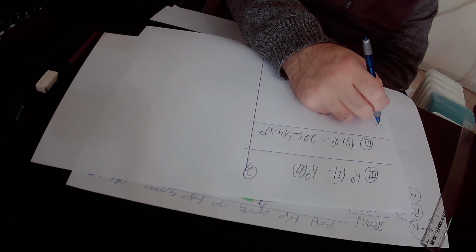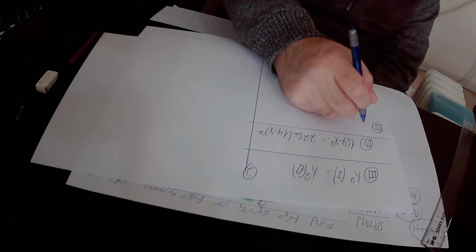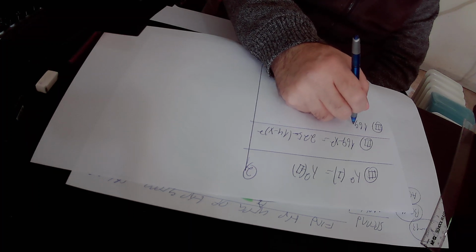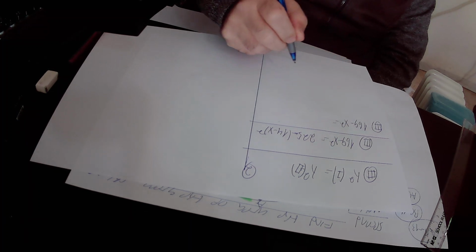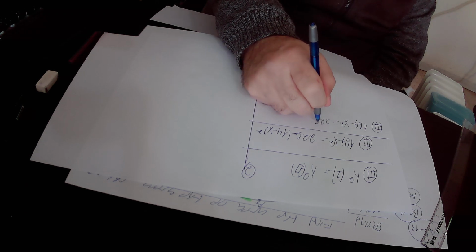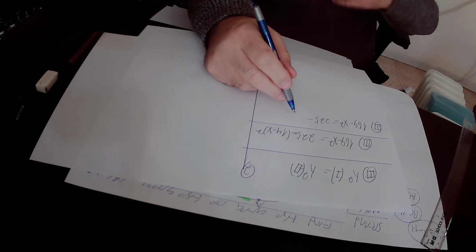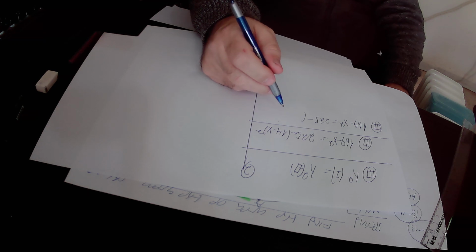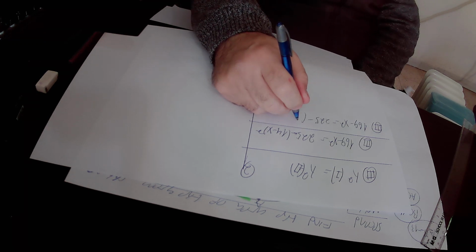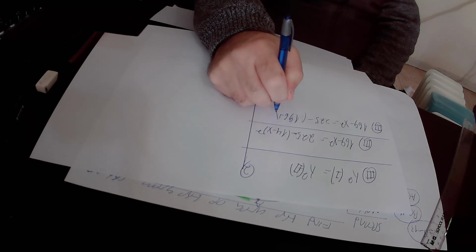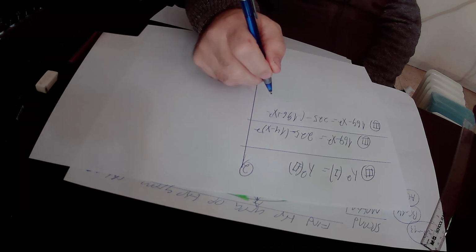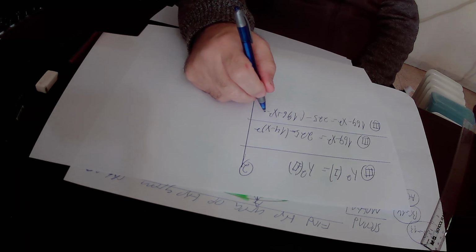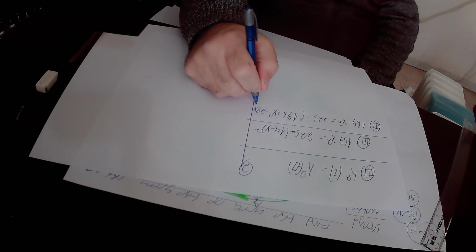So actually found out that according to this equation, equation number 3, 169 minus x square equals to 225 minus, we'll open the brackets here, 14 minus x square equals to 14 squared, that is 196, plus x square minus 2 times 14x, that is minus 28x.